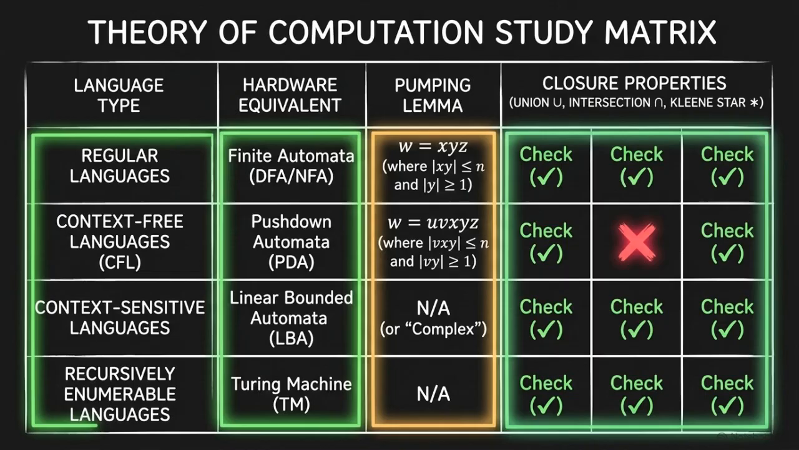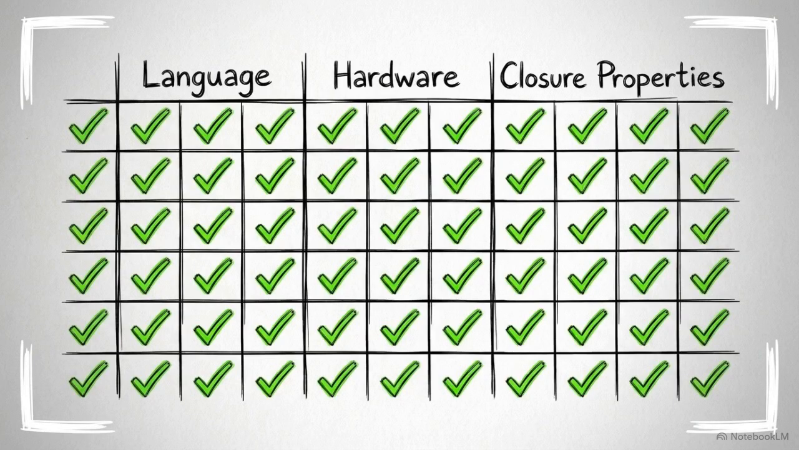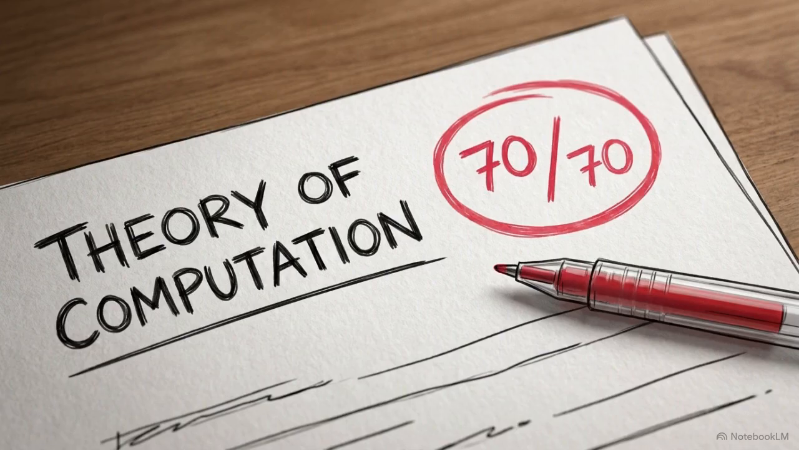This matrix is your complete study guide. It unifies the language hierarchy with their required hardware, lists the specific pumping lemma constraints, and maps out the exact closure properties for union, intersection, and Kleene star across all levels. Take a screenshot of this matrix right now. Use it to run through your active recall exercises, map the boundaries of your memory structures, and claim your perfect score.